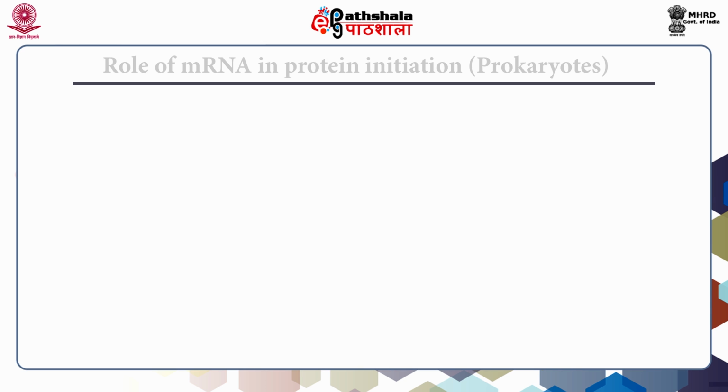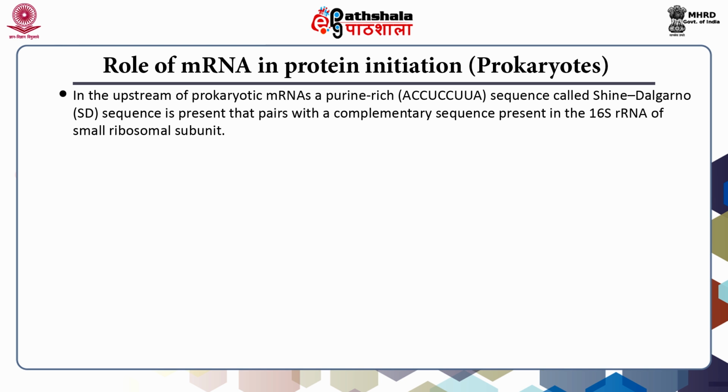Let us now discuss the role of mRNA in protein initiation in case of prokaryotes. In the upstream of prokaryotic mRNA, a purine-rich sequence called the Shine-Dalgarno sequence or SD sequence is present, which is ACC UCC UUA. This sequence pairs with the complementary sequence present in the 16S rRNA of the small ribosomal subunit.